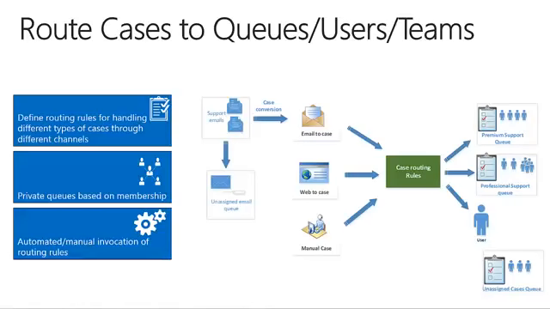Another new feature in this release is routing rules. Routing rules allow you to define rules that route cases to queues, users, or teams based on certain conditions. For example, you can have a rule configured to automatically route cases from your Premier customers to your Premier queue. When you're creating routing rules, you simply define the conditions and then choose where to route the case. Although there are other types of entities like activities that can be assigned to queues, the routing rules feature is currently limited to the case entity.